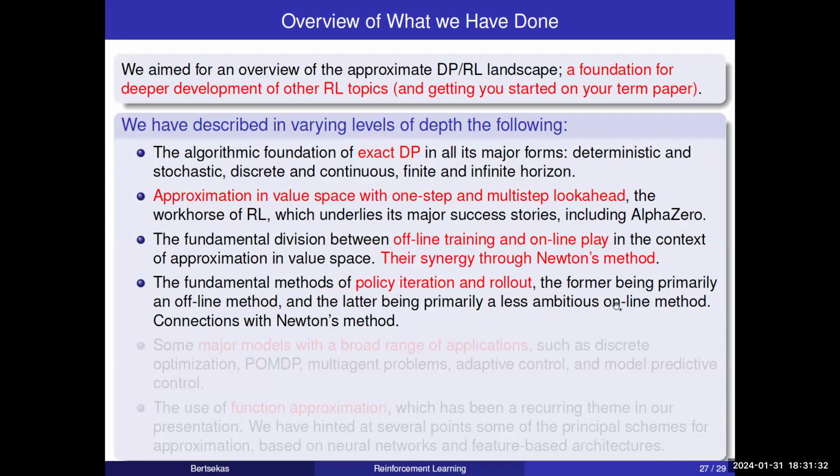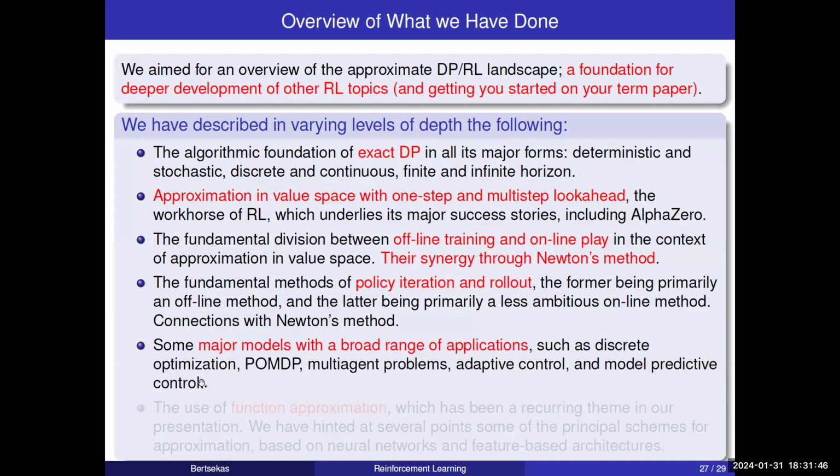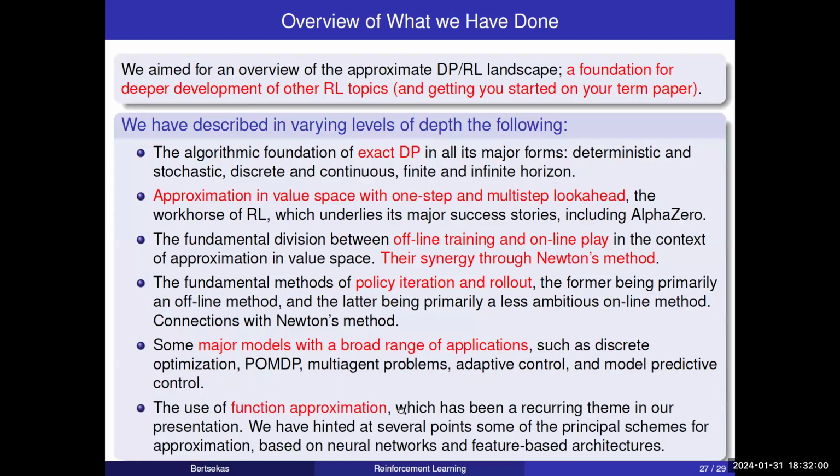But it's less ambitious. If you want to go ambitious, you should try to do repeated rollout. First, get a cost improvement and policy improvement with rollout, then get a policy improvement on the policy improvement, and so on. Okay, we covered some major models within the broad range of applications: discrete optimization, POMDP, multi-agent problems, adaptive and model predictive control. And in all these, function approximation is central and has been a recurring theme.